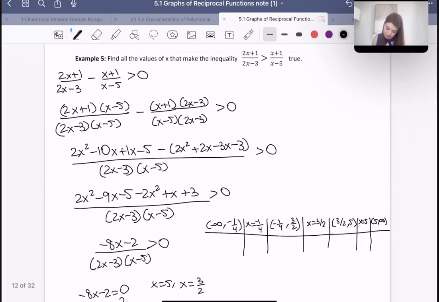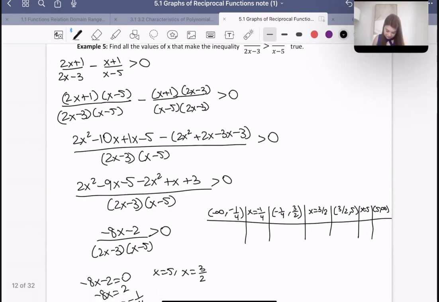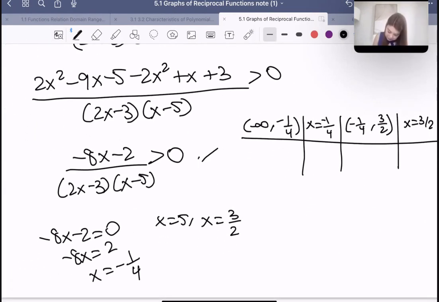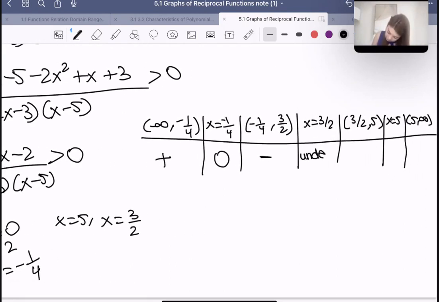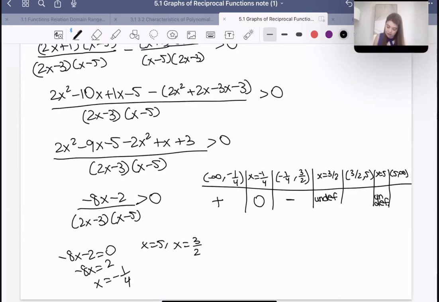All right, so between negative infinity and negative a fourth, would it be negative or positive in our original? Let's do that. If we put negative 1 in here, we're going to get something positive. At negative a fourth, we're going to get 0. From negative 1/4 to 3 over 2, I'm going to choose a number in that interval, like 0. If I put in 0 here, we get negative 2 over something positive, because negative times negative. So we get negative over positive, which is negative overall. For 3 over 2 it would be undefined, and for 5 as well, because our denominators are 0 there.